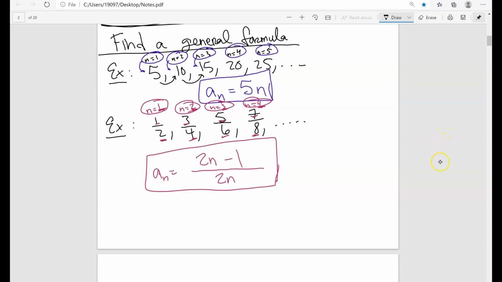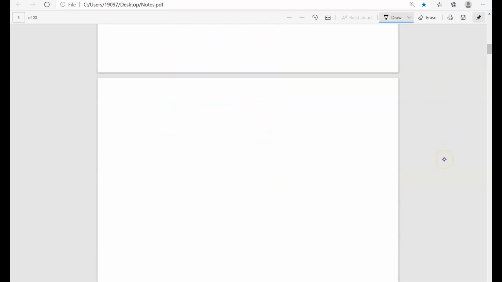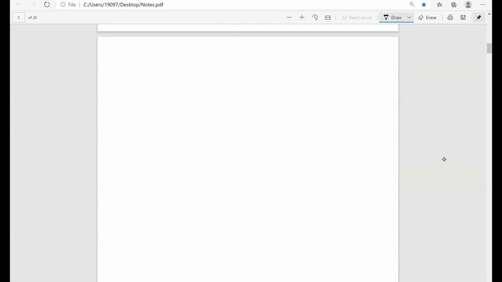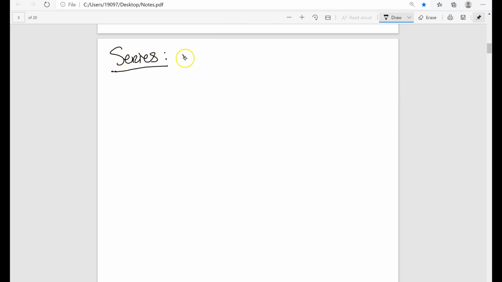So just how we have sequences, we also have something called series. And this is very important. Series is just a sum of the sequences. So if you have a sequence and I were to add them all together, then I have a series.